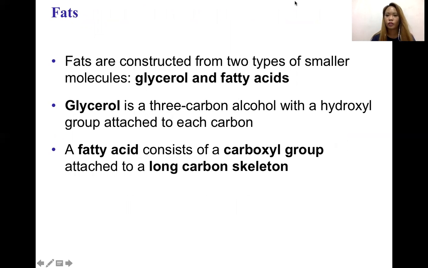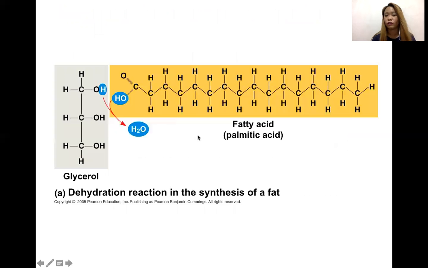So let's look at what your fats actually look like. This is what a fat looks like. This is the glycerol head, and this is one fatty acid tail. In a triglyceride, which I will be showing you later, there are actually three fatty acid tails attached to one glycerol head. And the reason why these fatty acid tails are attached to this glycerol head is again because of the dehydration process.